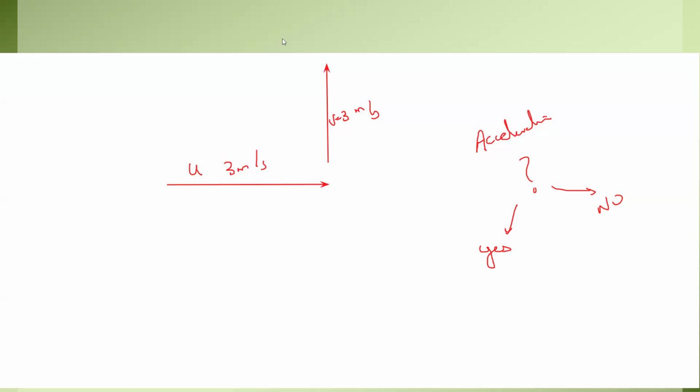The correct answer: this object is accelerating. How is this object accelerating even though the magnitude does not change? The term acceleration is a vector quantity. It's not only about the magnitude, it also depends on the direction. Even though the magnitude does not change, here the magnitude was 3 meters per second, here also the magnitude is 3. Because the direction has changed, that's why this object is accelerating.